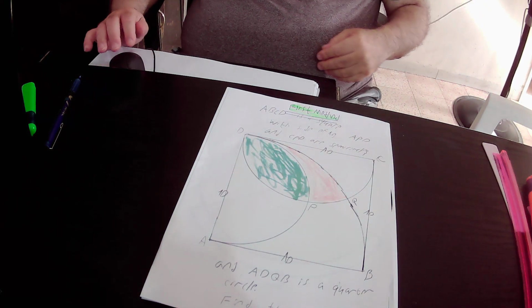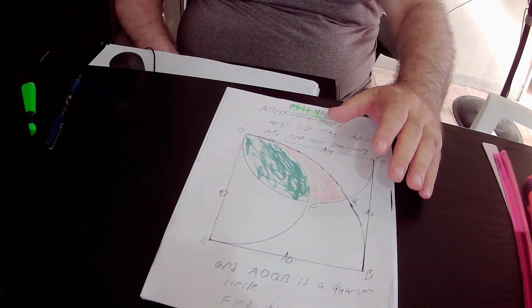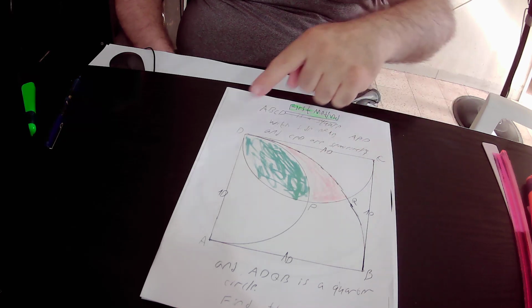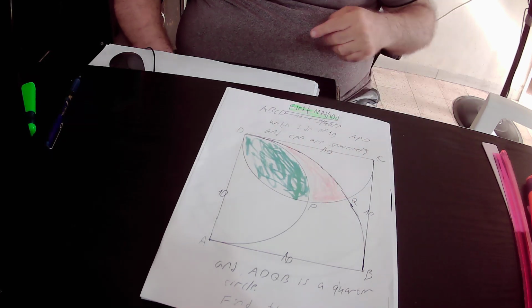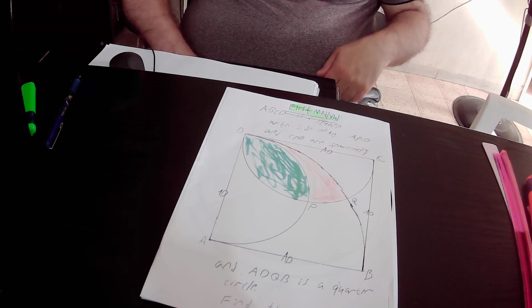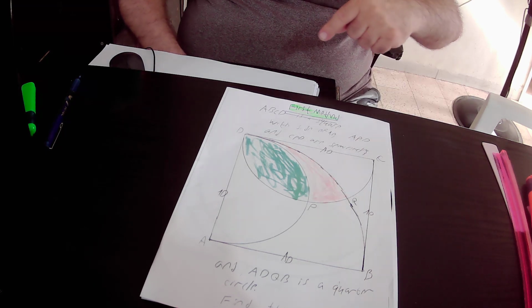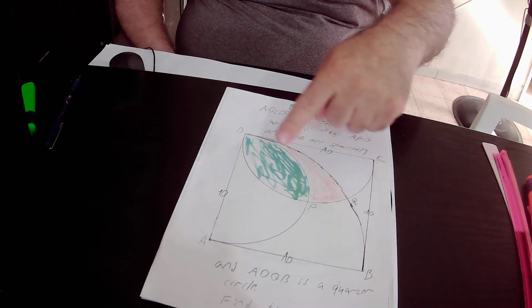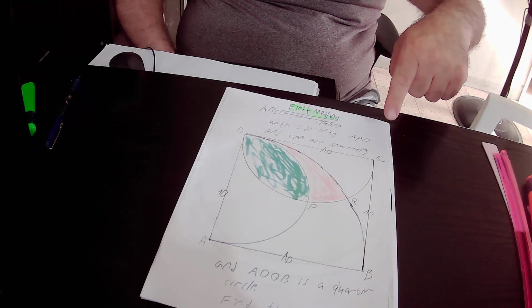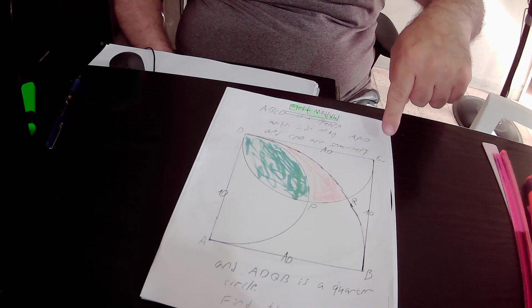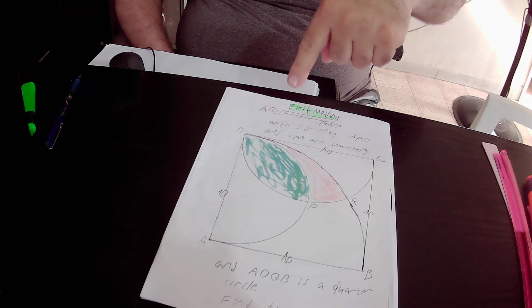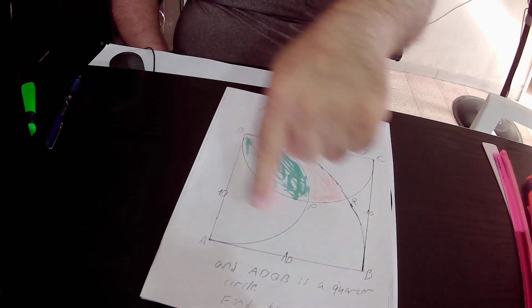Now, in this lecture, we'll find out the area of the green shape using two different methods. In the drawing, we have square ABCD. One side of square ABCD equals 10 units. Inside the square, we have two semicircles that intersect with each other. The first semicircle is CPD and the second semicircle is APD.